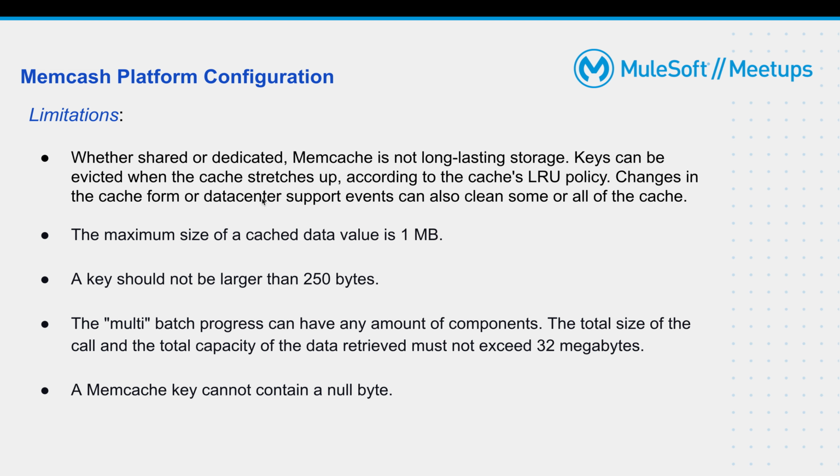Changing the cache for data center support is not fine. The maximum size of a cache item is 1 MB. You can put the data in a 1 MB file. The data key should not be larger than 250 bytes. Multi-batch process can have any number of components. Okay, that's fine. Archive 22 megabytes. A Memcache key cannot contain null bytes.